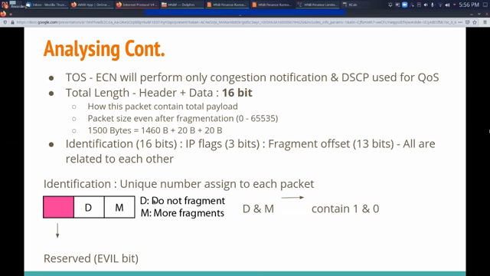The D flag stands for do not fragment. The M flag stands for more fragments. So I'll explain what these two things mean.